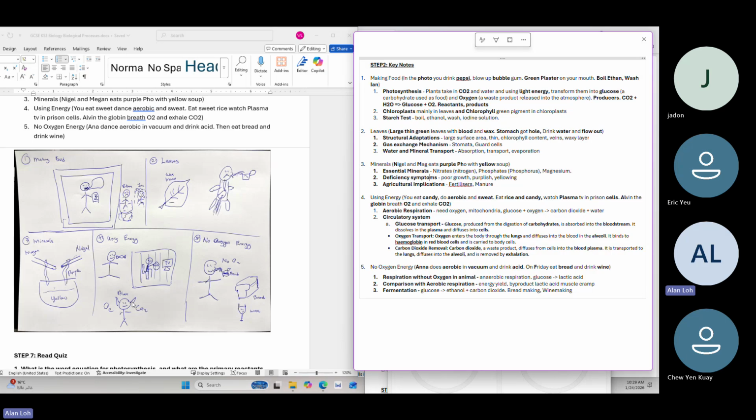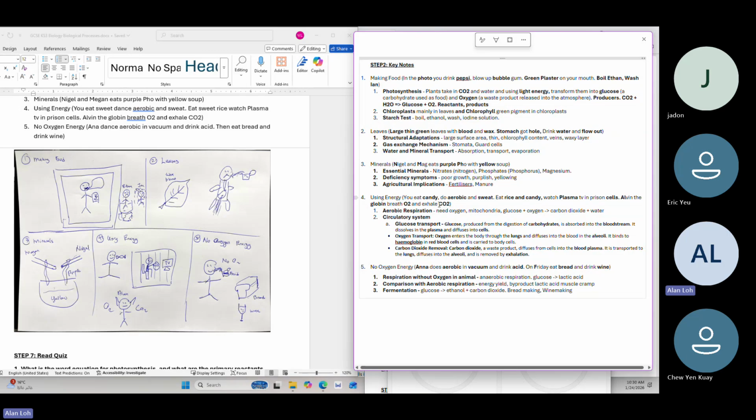And then Alvin, which is a goblin. I think you know what a goblin is. It looks a bit weird with the sharp ears. Usually it's green color. And he breathes oxygen and exhales carbon dioxide, just like a human, right? But in this case, it's Alvin the goblin. His name is Alvin, but he's not human, he's a goblin, right?